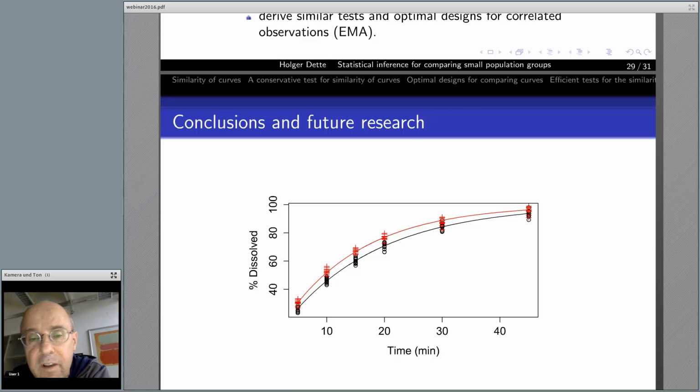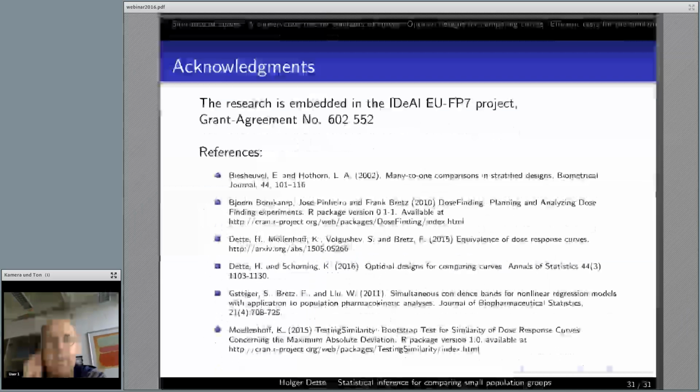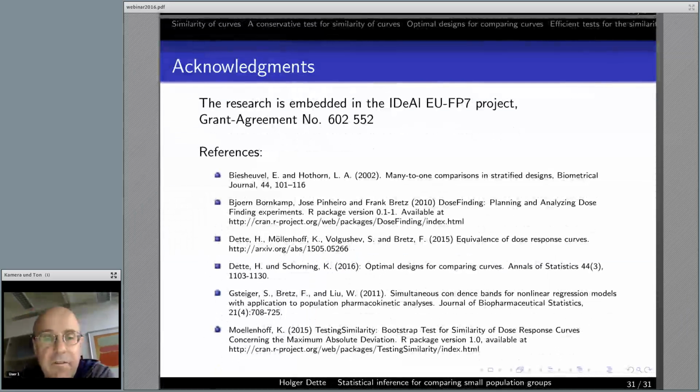And I think I don't have any. No, I have one more transparency here. Yeah, so you see some kind of references, and I think the important part for you might be the last one. This is just the R package where we provide the necessary software for our approach. And that's all I have to say.